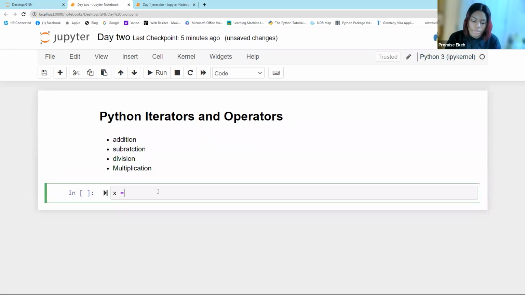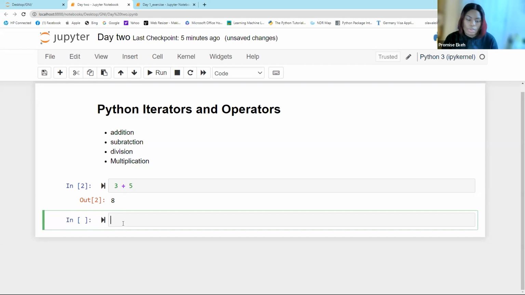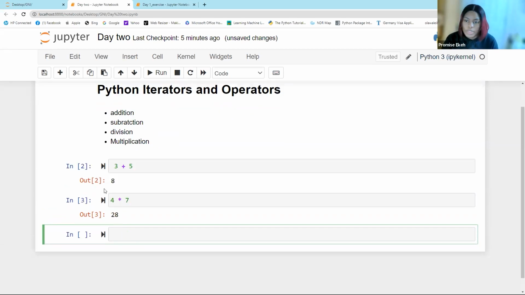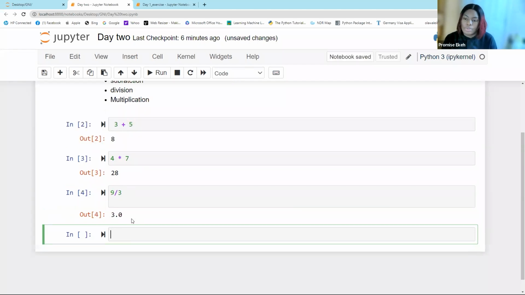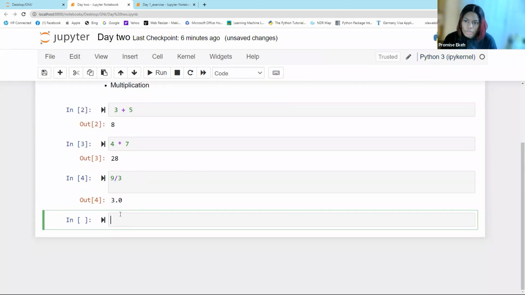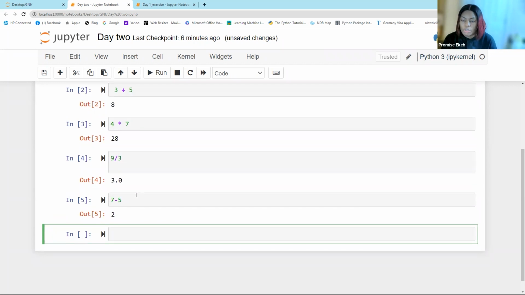If you say x equals to, rather than specifying a variable, you could just say 3 plus 5. You can use it to carry out your normal calculations. You could do 4 times 7 gives you 28. So still use the normal symbols you normally use. So you could do 9 divided by 3. It gives you 3. Then we have subtraction, 7 minus 5 gives you 2. So it's your normal operation.